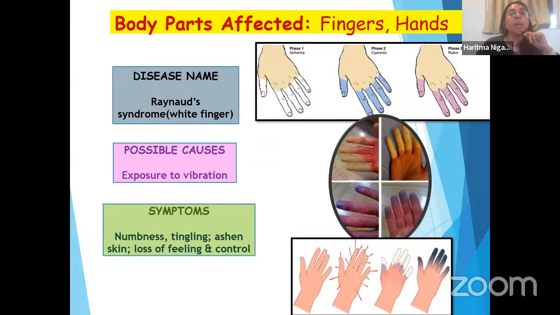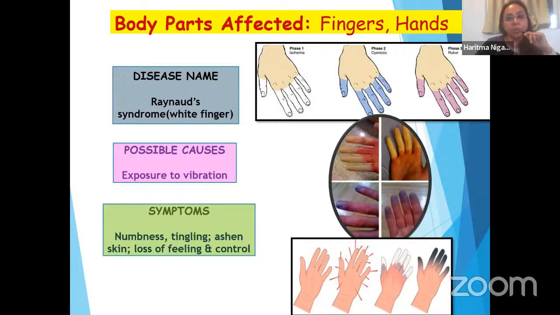Next commonest is hand-arm vibration syndrome, that is nothing but white finger or Raynaud's phenomenon, which may occur because of exposure to vibrations, meaning using vibratory tools. The patient may get numbness, tingling, ashen skin, and loss of feeling and control. In this, there are three main phases. The first one is ischemia, which may occur due to vascular occlusion of an artery, as a result of which blood supply is reduced.